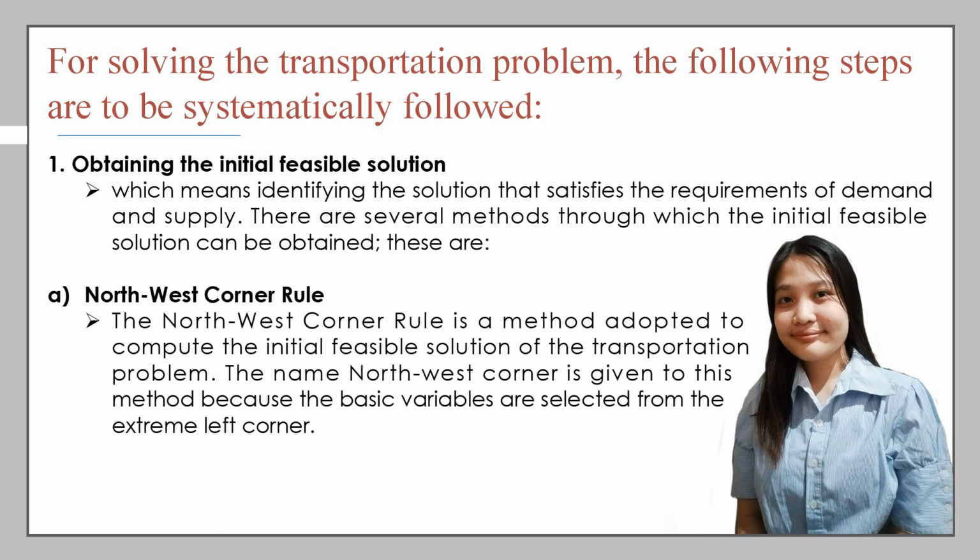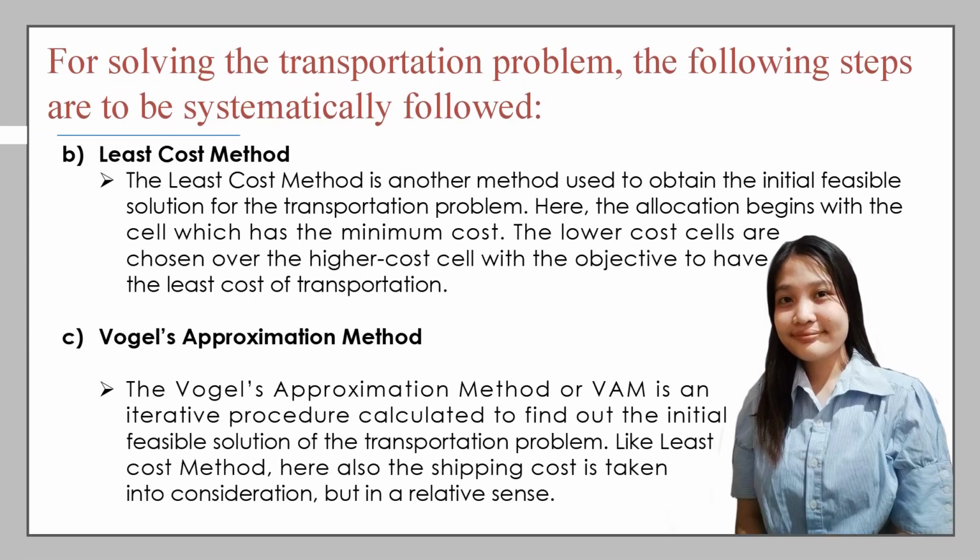Meron din po tayo ditong methods na kung saan pwede po nating ma-acquire yung initial feasible solution. Ito po yung northwest corner rule, least cost method, and yung Vogel's approximation method. Yun pong northwest corner rule ay method kung saan yung basic variables po ay selected from the extreme left corner. While yung least cost method naman po, ang ibig sabihin naman po dito ay pipiliin po yung pinakamababang cost over po doon sa higher cost cell. So, kung alin po yung may pinakamababang cost of transportation, yun po yung pipiliin.